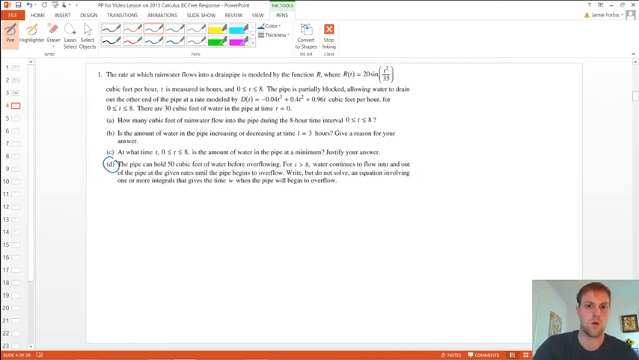Right? That's all. So when will it begin to overflow? That's when it equals 50. So I need to have some function that equals 50. But I already have an equation for amount. I found that in parts A and B.